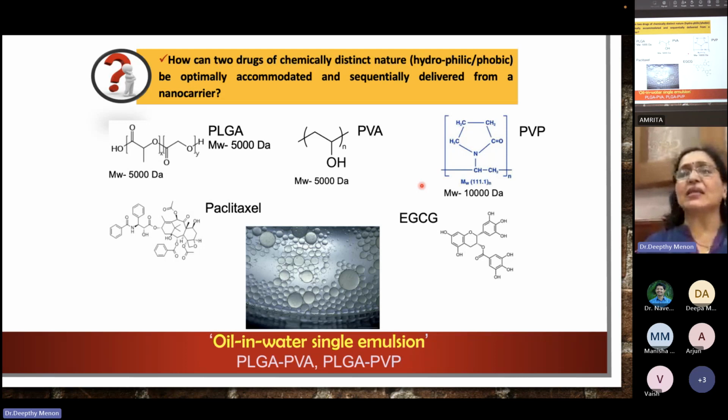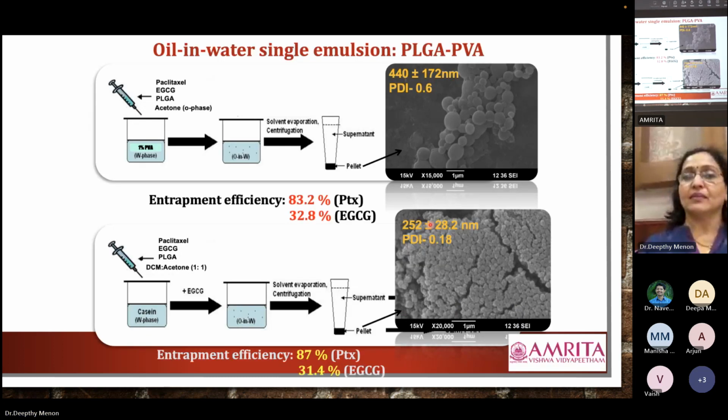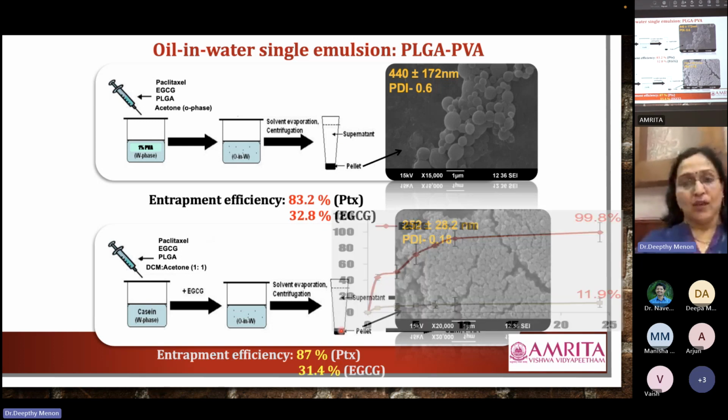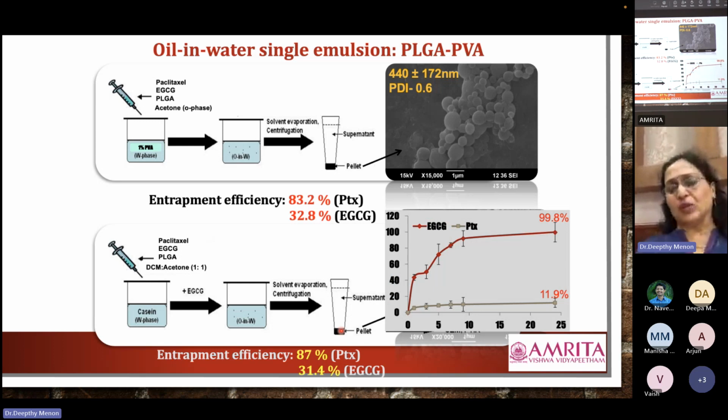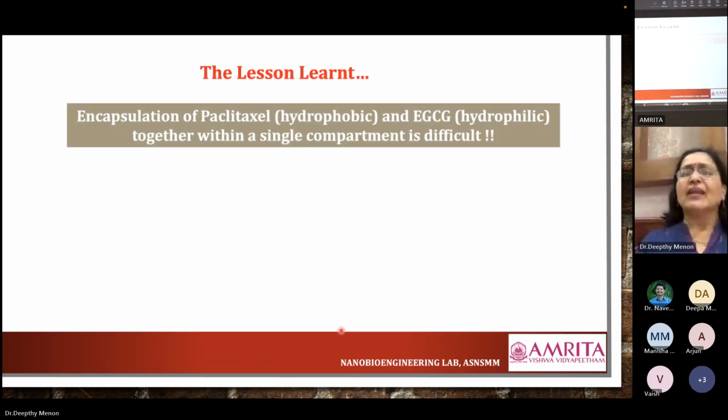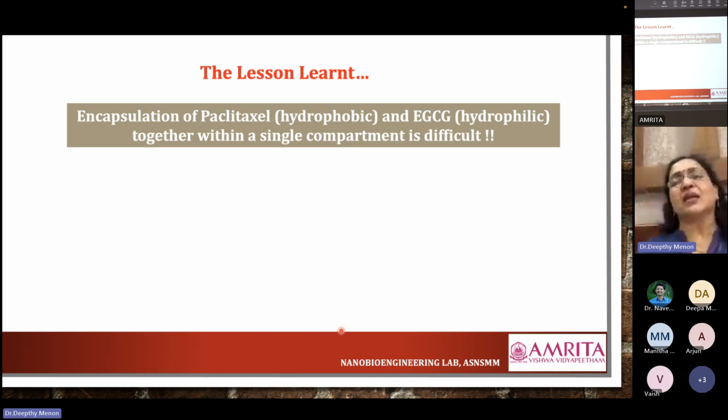The question that we asked ourselves is, two different drugs, can you put them in the same carrier? Same ball, can it contain both? We tried doing that. It did not work. We did a single emulsion. PLGA was capped with PVA. You can see all that. One drug got encapsulated high. The other drug, no. So we moved away. We understood that the release was also not good. We understood that encapsulation of two different drugs within a single compartment is difficult.